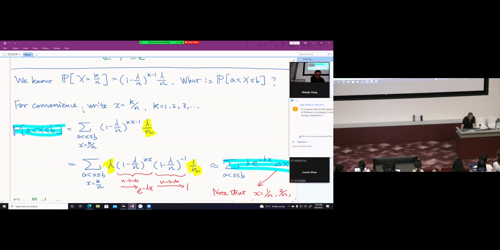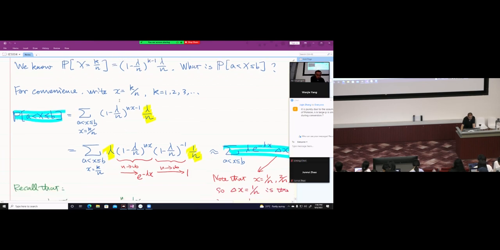For convenience, maybe we use this lowercase x to replace k over n. Keep in mind, we're using this lowercase x for k over n. If x is equal to k over n, then k should be equal to n times x, right? To calculate this probability, we just need to sum over all possible values of this lowercase x within a and b. Because x only takes the value k over n, we write it this way: k over n should be between a and b, and at each possible point the corresponding probability should be like this, because n times x is equal to k.